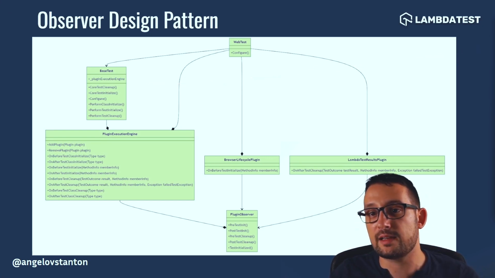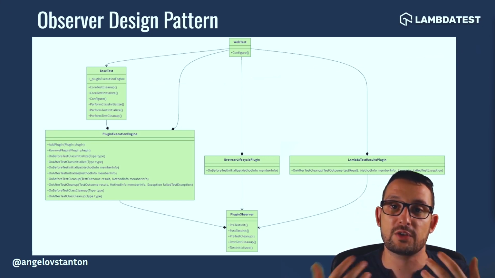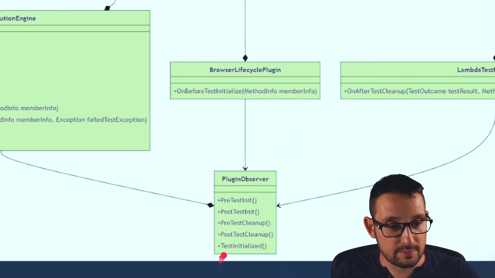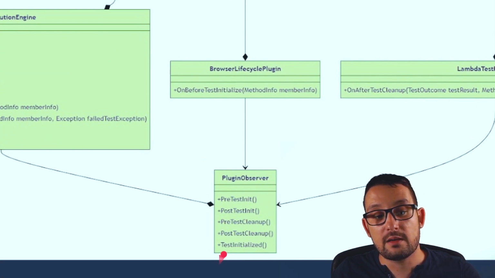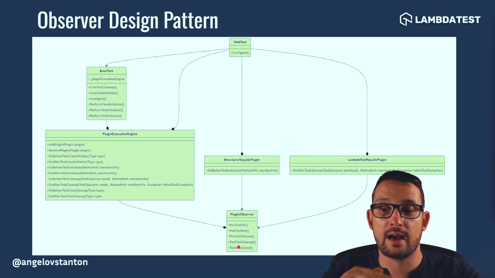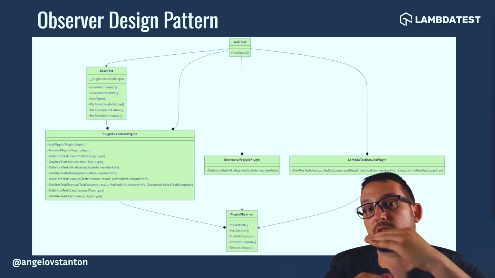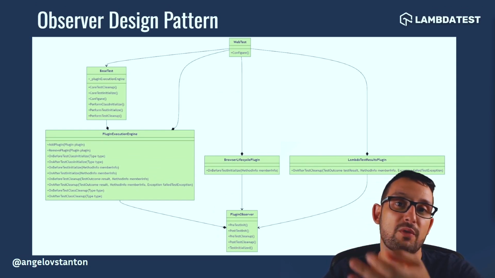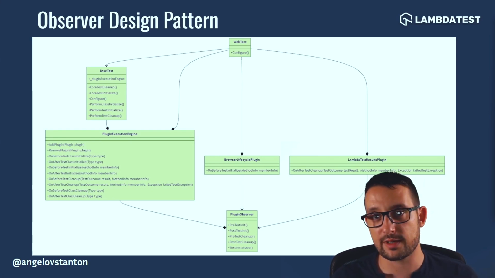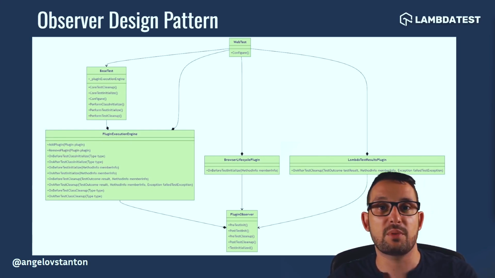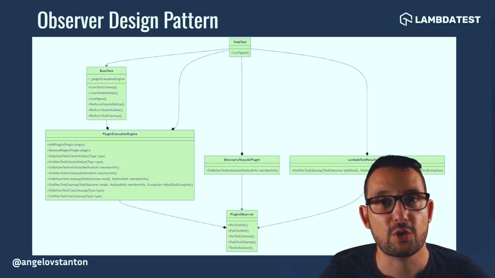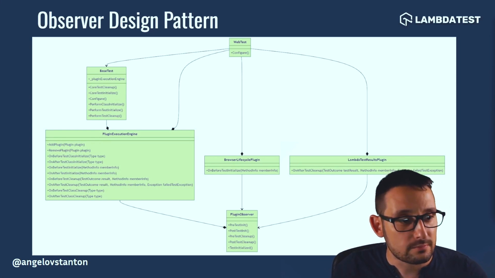Basically, this allows you to send data to many other objects in a very efficient way. This happens through this plugin observer. As you can see, in our case, we want to execute logic before the test initialize, after the test initialize, before the class initialize, after the class initialize, before the test cleanup, after the test cleanup. Most of the plugins actually will execute logic just before the test initialize and after the test cleanup. This is the usual approach, but again, it depends on the case.